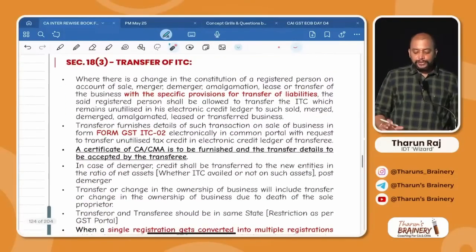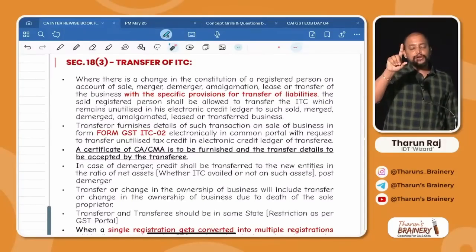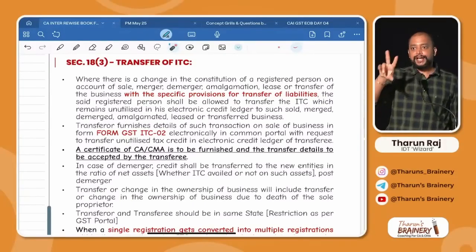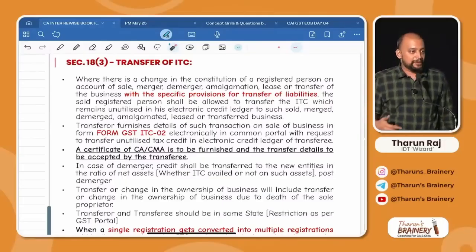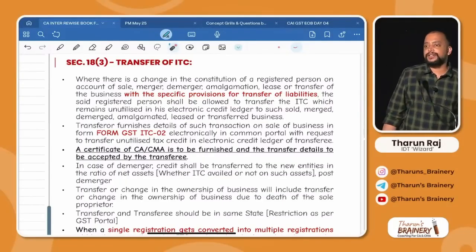Now we are moving on to 18.3. So 18.1 and 18.2: 18.1 talks about availment of ITC on closing stock, 18.2 is about the time limit, the 1 year time limit. 18.3 is in case of transfer of ITC. It's a theory discussion only.